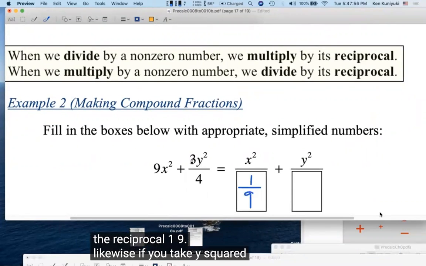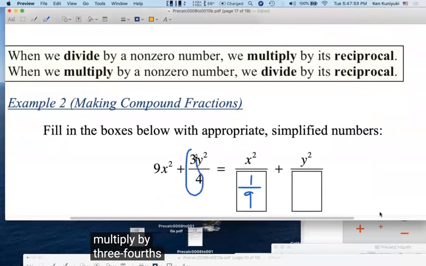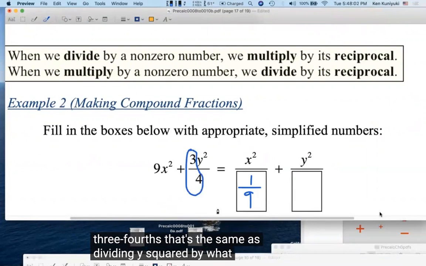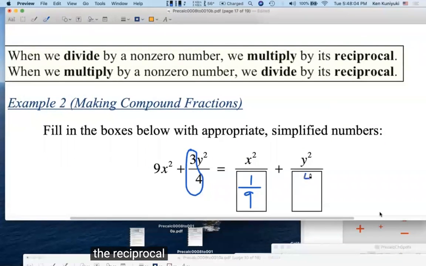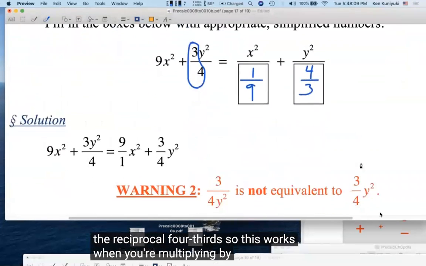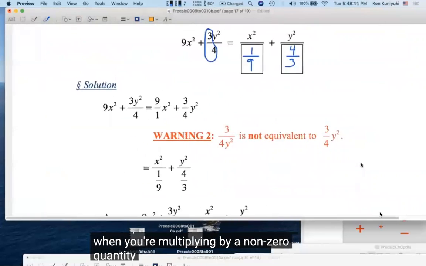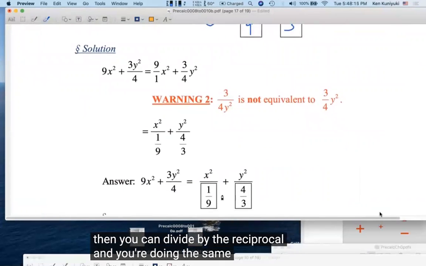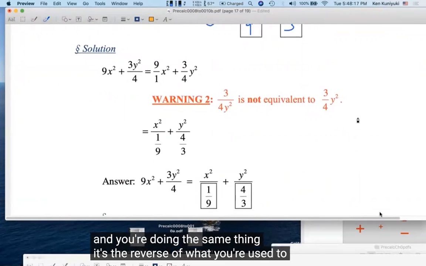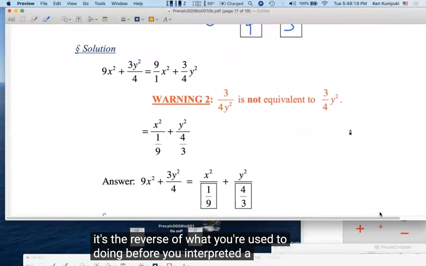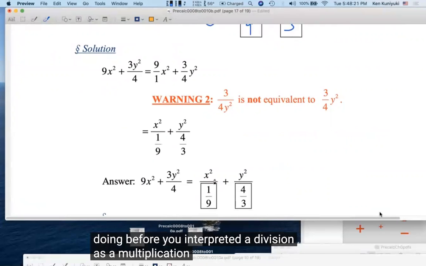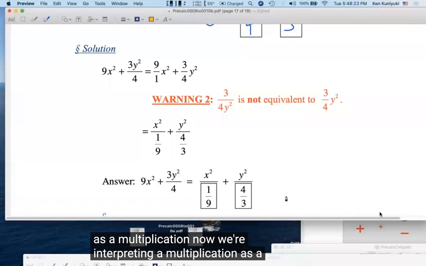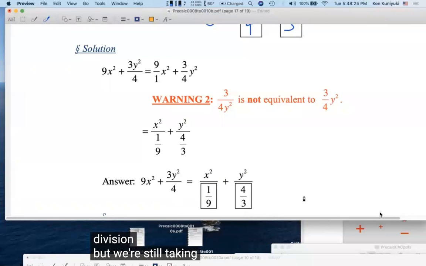Likewise, if you take y squared and multiply by 3/4, that's the same as dividing y squared by what? The reciprocal, 4/3. So this works. When you're multiplying by a non-zero quantity, you can divide by the reciprocal, and you're doing the same thing. It's the reverse of what you were used to doing. Before, you interpreted a division as a multiplication. Now we're interpreting a multiplication as a division. We're still taking reciprocals.